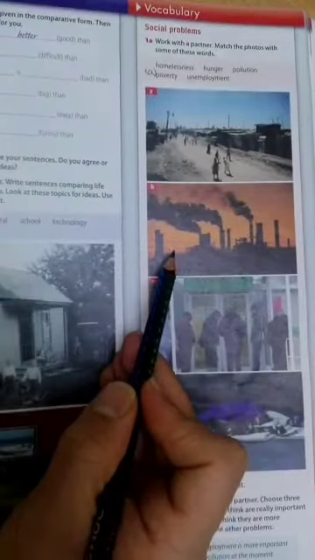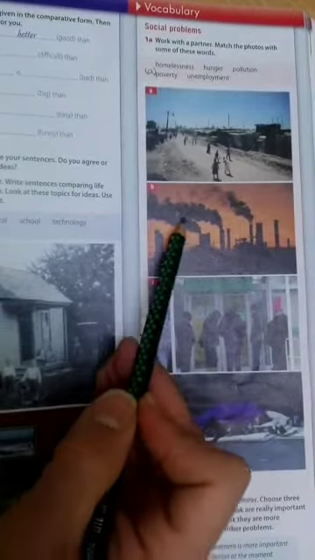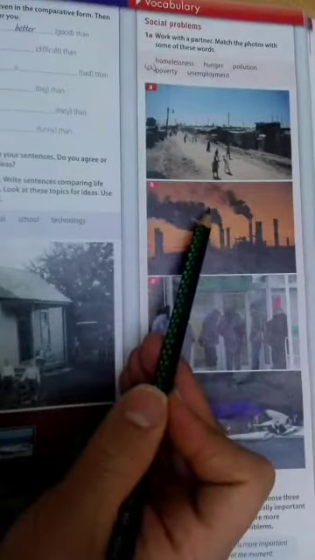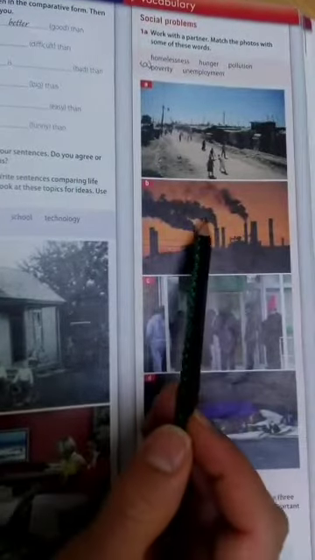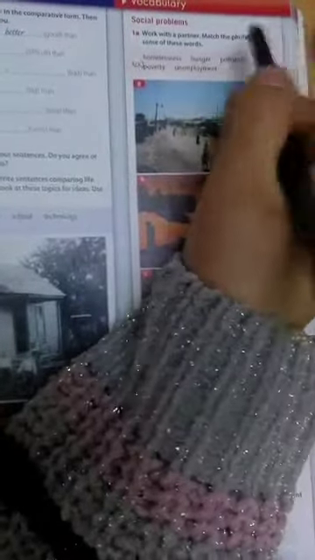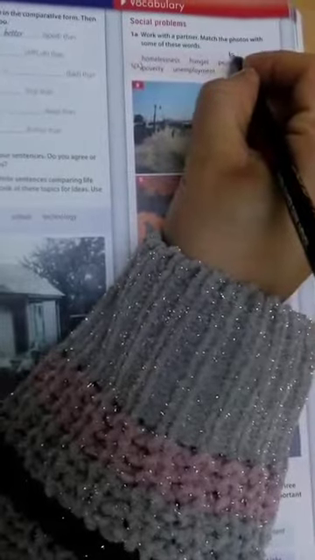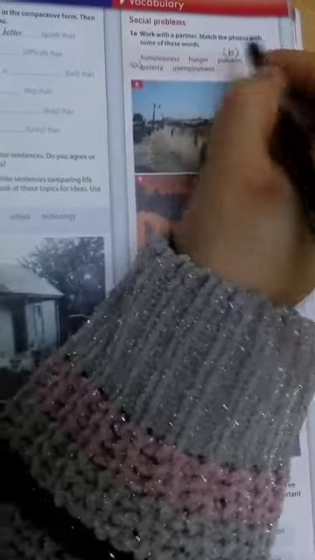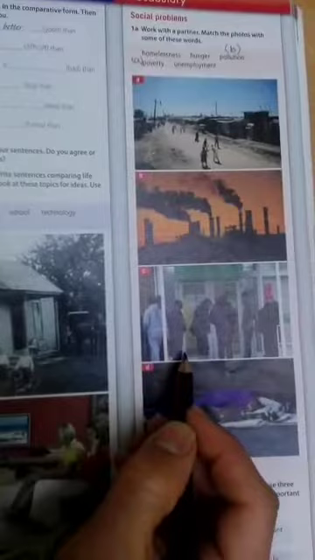Okay, B. What do you have here? Can you see this smoke? These are chemicals that come from these factories. What do we call this? Yes, it's pollution. This is the word pollution. You should write the word B here.